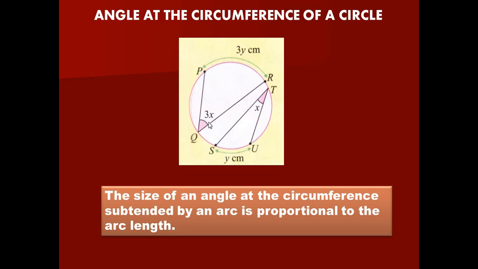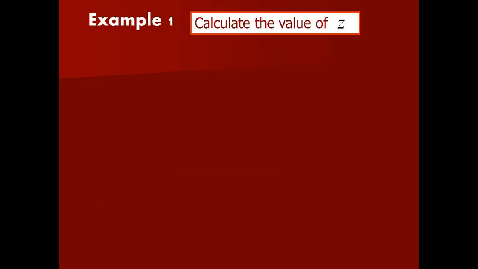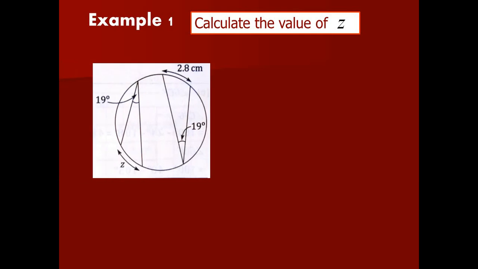This is 3x and here is x. You can see that these two angles and two arcs are proportional to the arc, right? They are proportional, right? Okay, so we try to go through all the examples here.